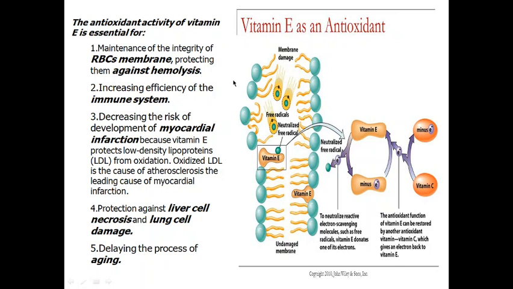The antioxidant activity of vitamin E is essential for, number one, maintenance of the integrity of the RBC membrane, protecting them against hemolysis. That's why one of the manifestations of vitamin E deficiency is hemolytic anemia and jaundice. Number two is increasing the efficiency of the immune system. So vitamin E, acting as an antioxidant, will increase the efficiency of the immune system.